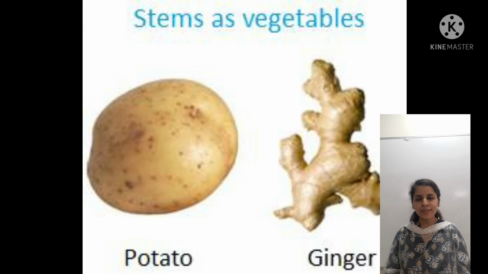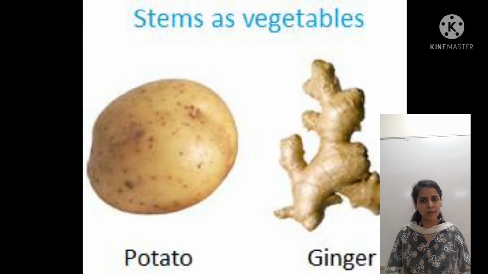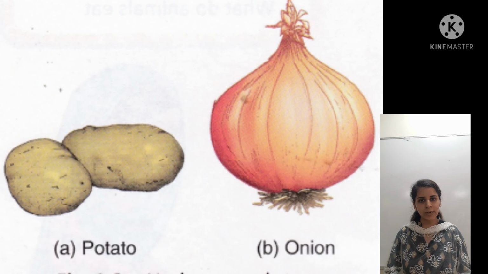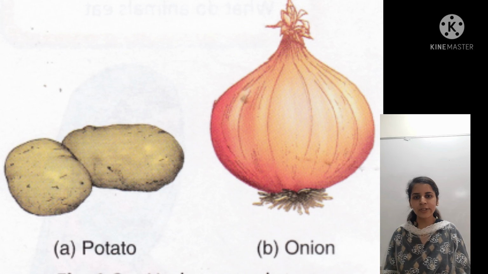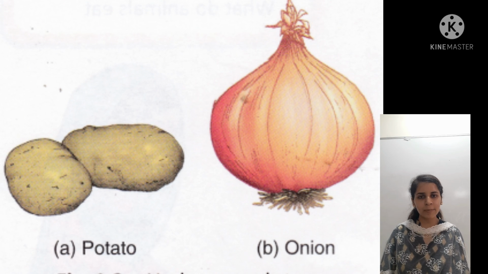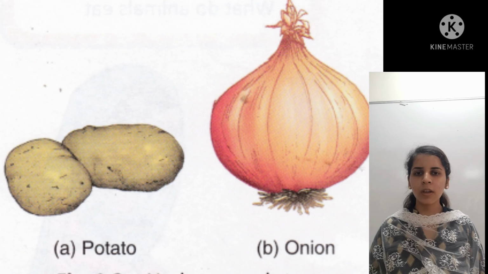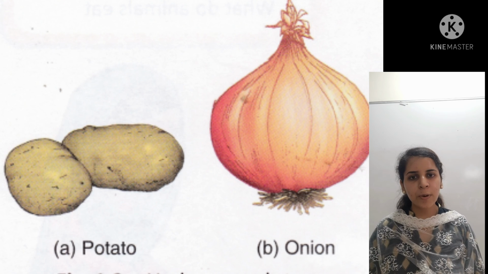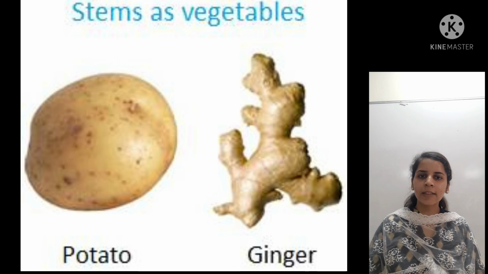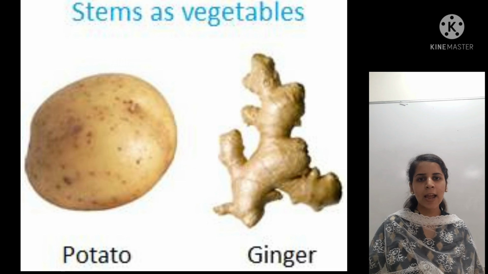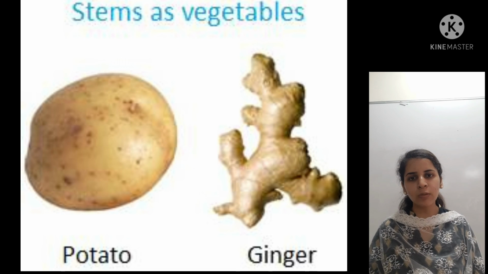Moreover, we eat stems of some plants as food. For example, potato, onion, ginger. They store their food in the stem and we eat the stem as food. Moreover, potato, onion and ginger, they grow below the soil and they are called underground stems.